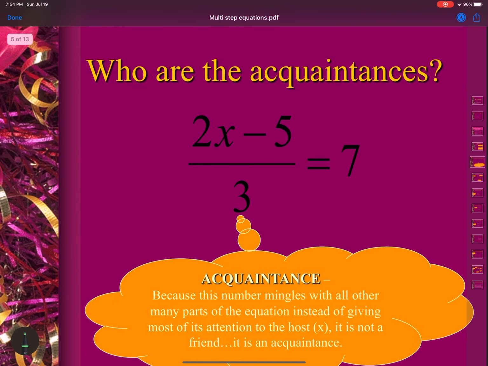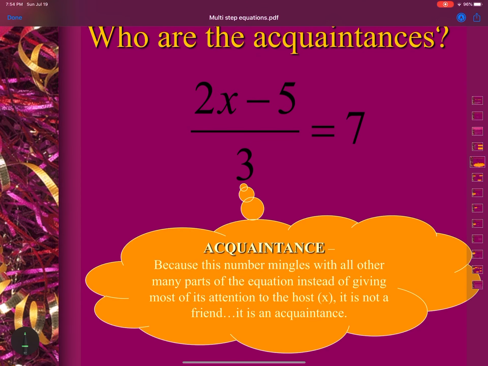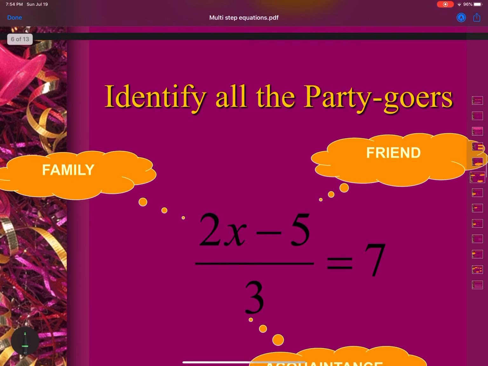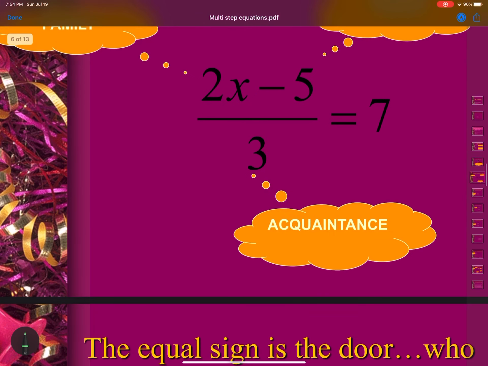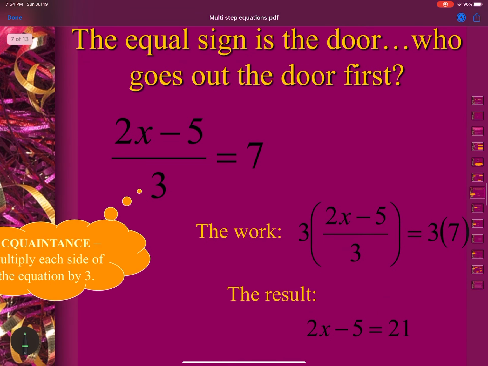Who are the acquaintances? The acquaintances are things that hang out a little bit on the outside of your friends and family, and they're usually the ones that leave pretty quickly. So an acquaintance is a number that's a little awkward looking. It's a little on the outside of the group. You have your family here, you have your friends next to you, and then you have the acquaintances standing on the outside. So you identify all the party goers, and then you send them home.